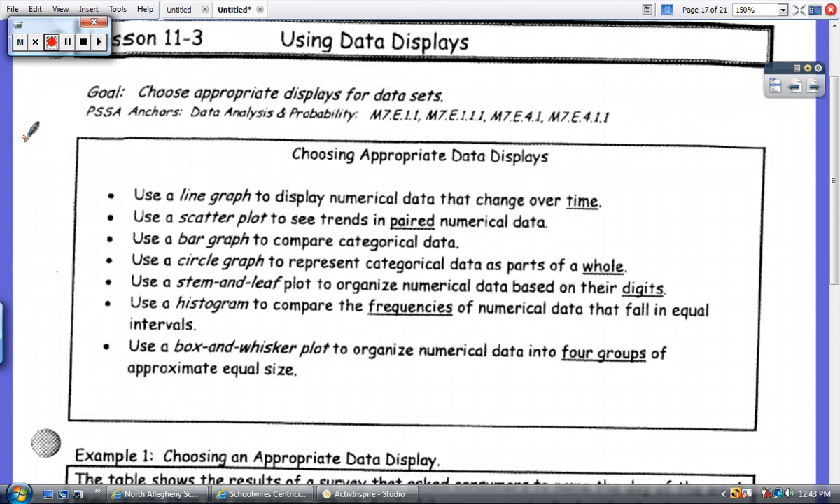Lesson 11.3, Using Data Displays. As a result of today's lesson, you will be able to choose the appropriate displays for data sets.